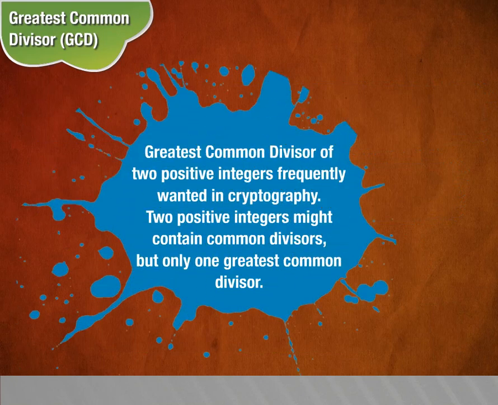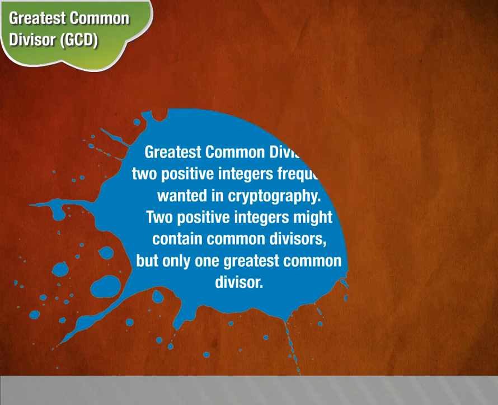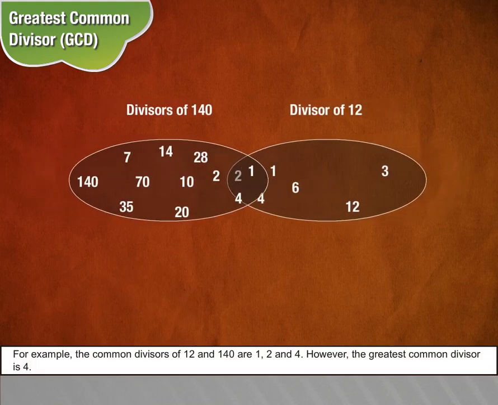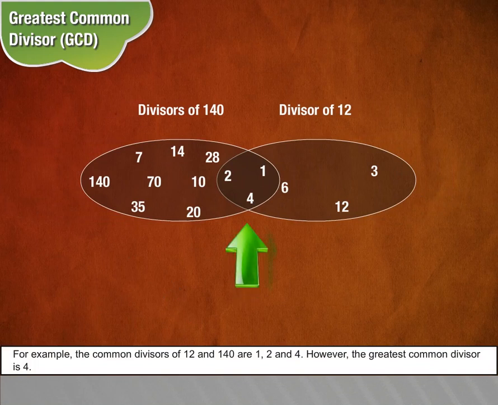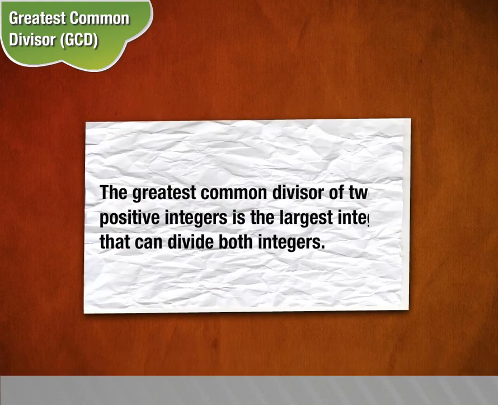Greatest common divisor, GCD. The greatest common divisor of two positive integers is frequently wanted in cryptography. Two positive integers might contain several common divisors but only one greatest common divisor. For example, the common divisors of 12 and 140 are 1, 2 and 4. However, the greatest common divisor is 4. The greatest common divisor of two positive integers is the largest integer that can divide both integers.